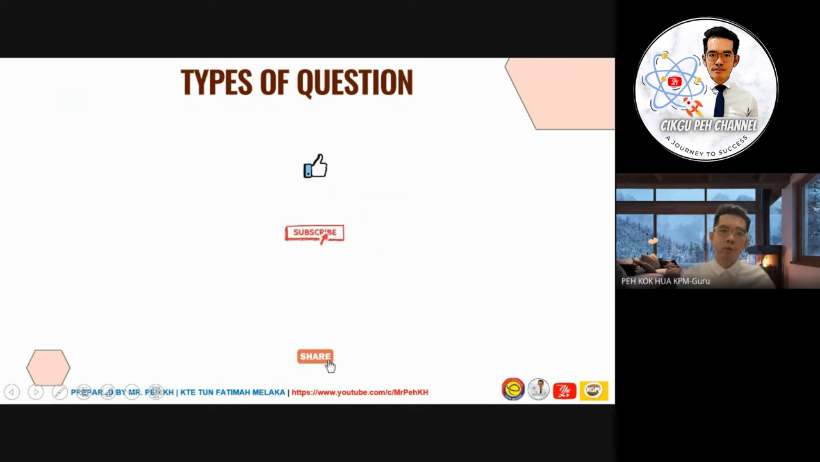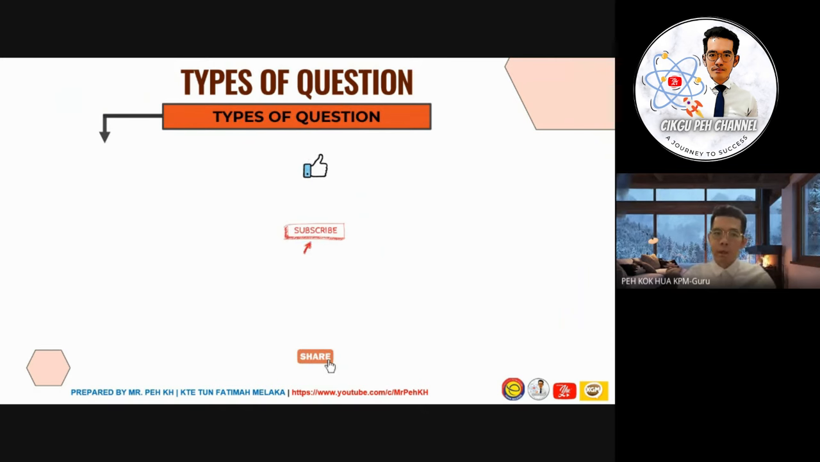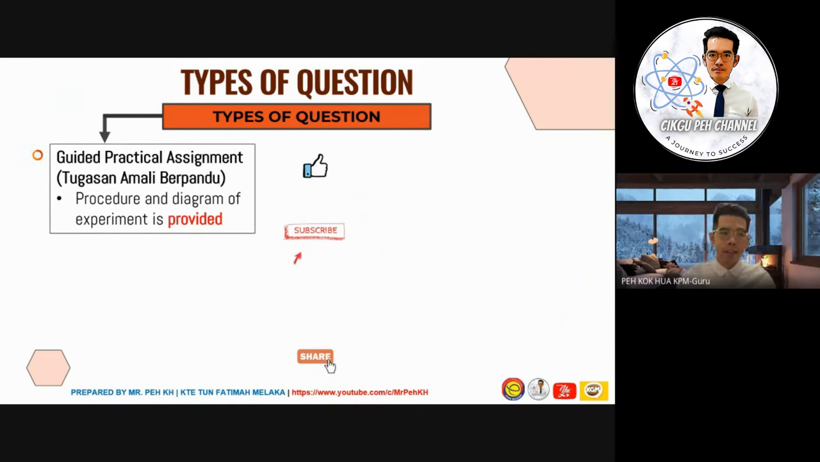Okay, so before we go to our experiment today, let us discuss the types of question you are going to face in Physics Paper 3. Basically there are two types of question. The first type is known as the guided practical assignment, and in BM we know it as Tugasan Amali berpandu, where the procedure and diagram of the experiment will be provided. So a candidate just needs to follow the procedure and diagram and conduct the experiment. This type of question is considered easier. The candidate doesn't need to plan the experiment, just follow the procedure set in the question.